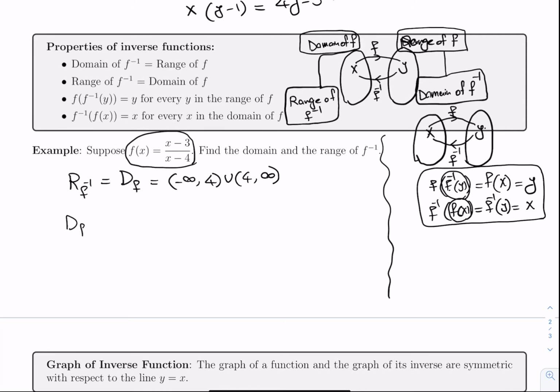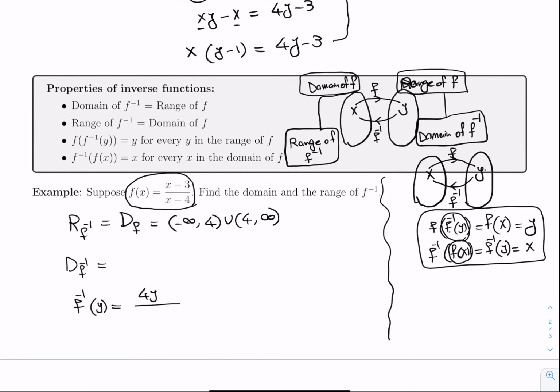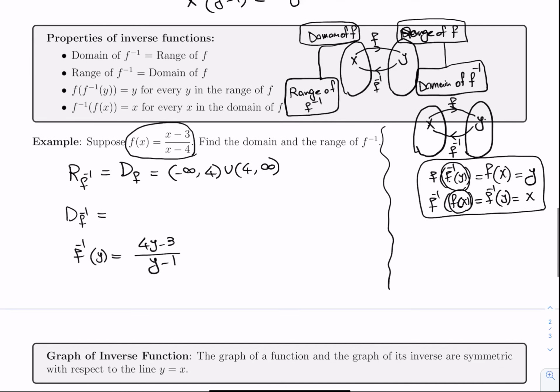Now what about the domain of f inverse? To determine the domain of f inverse, I need to think about the formula that we found in the previous example for f inverse. We found that f inverse of y equals 4y minus 3 divided by y minus 1. The domain of this function would be all real numbers excluding 1. All real numbers except 1.